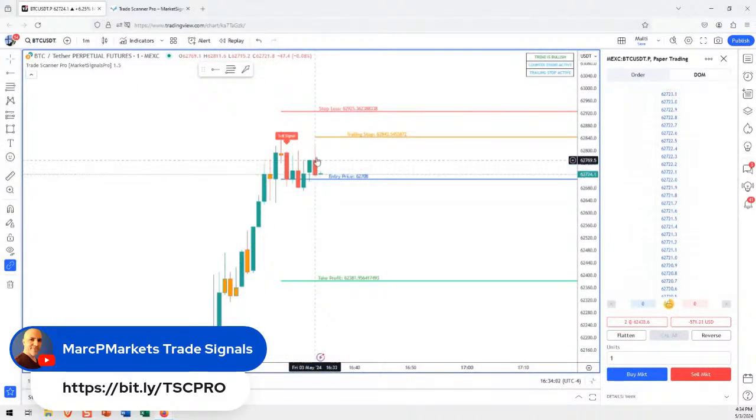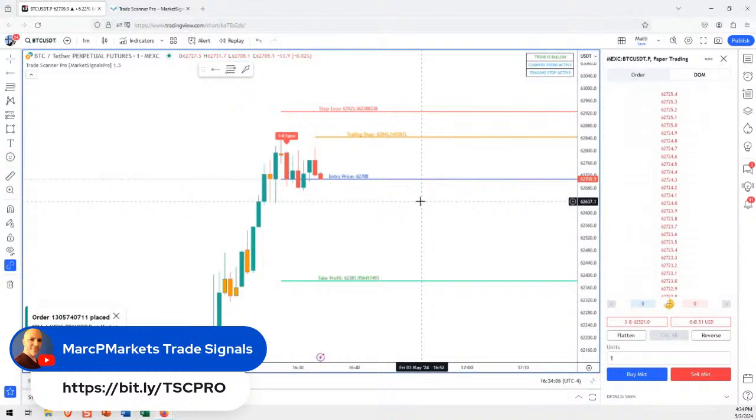Okay, so got the red candle. I'm going to do it. Let's do it. Back to 3 contracts.